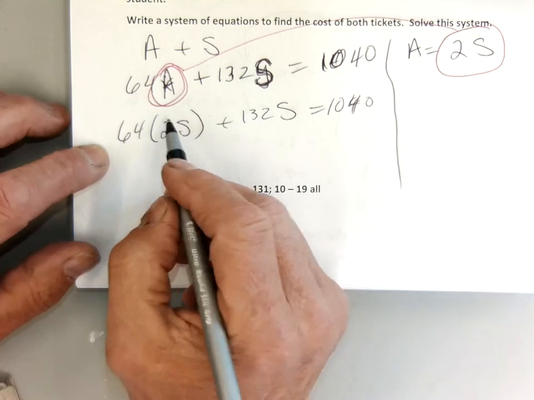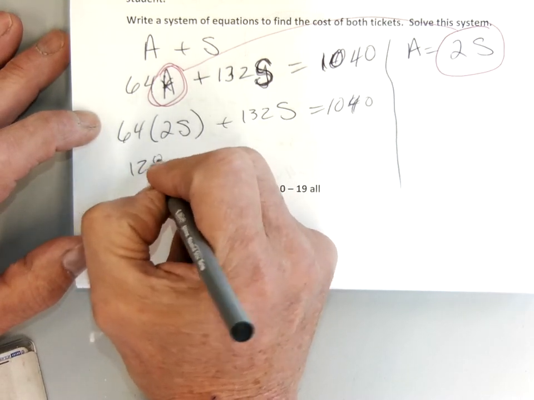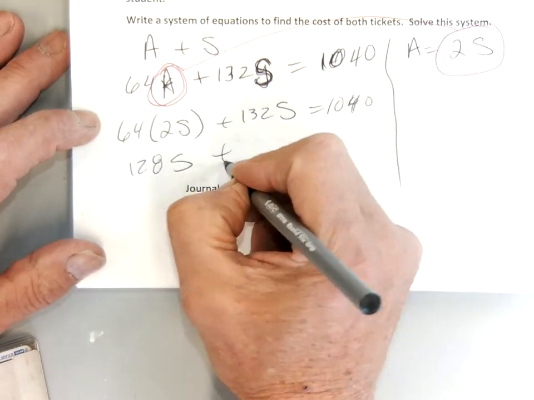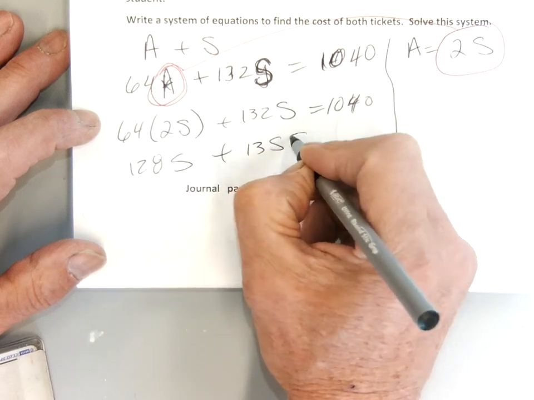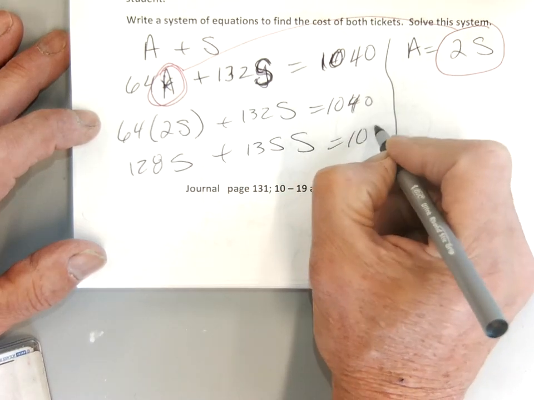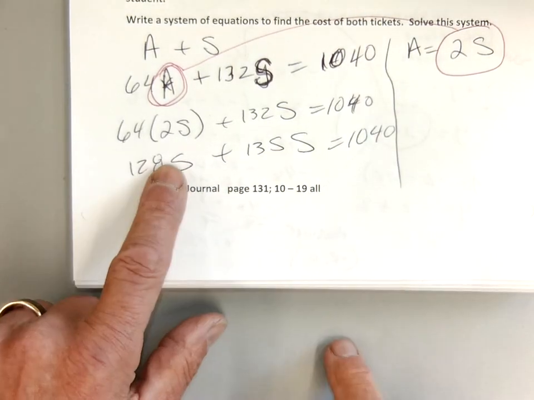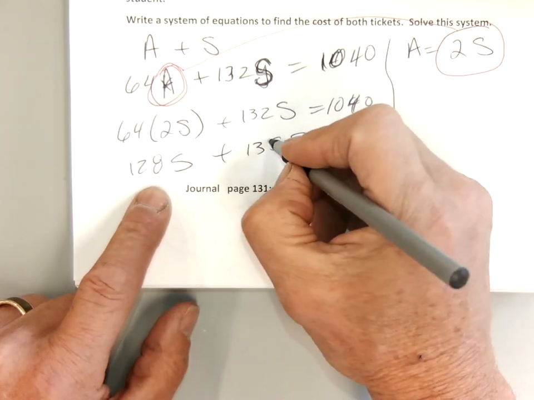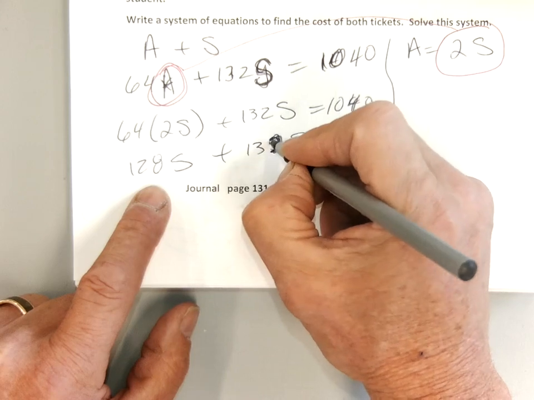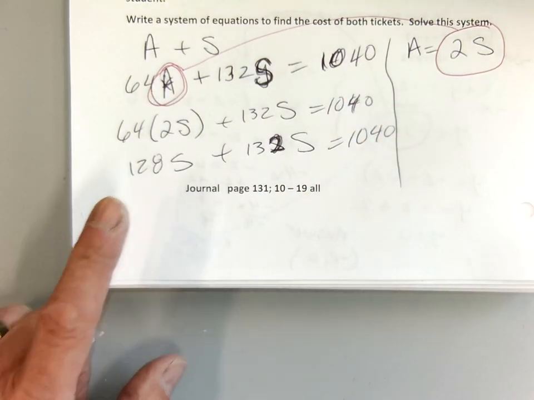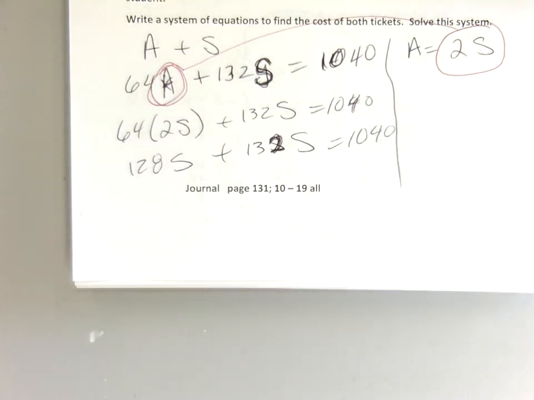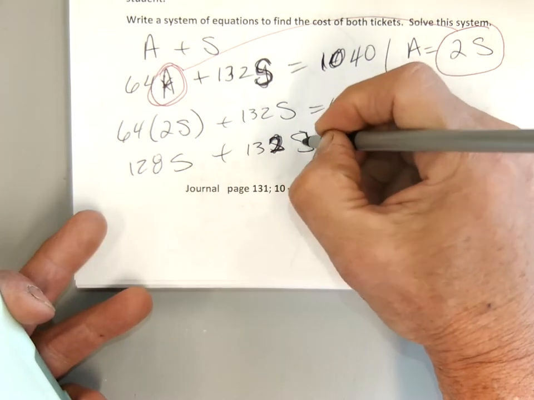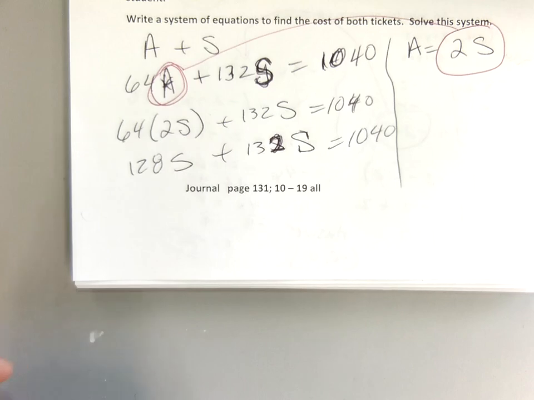I'm going to multiply that. It's 128S plus 132S equals 1,040. I just multiplied. I can add these two. Oh gosh, that's a terrible 2. All right, let's add those two. I try to make them look like S's as much as I can. Okay, that would help a lot.